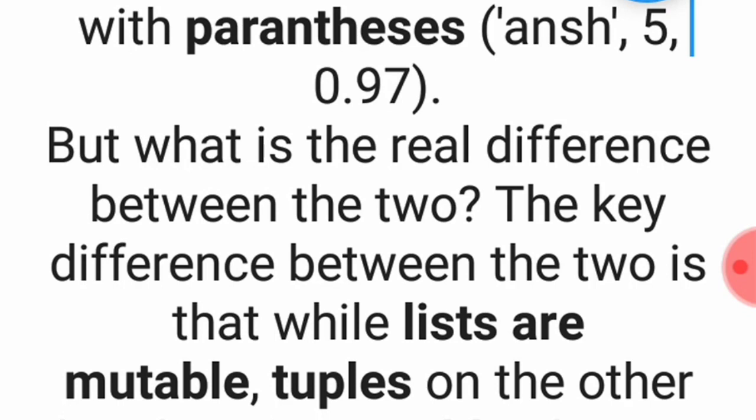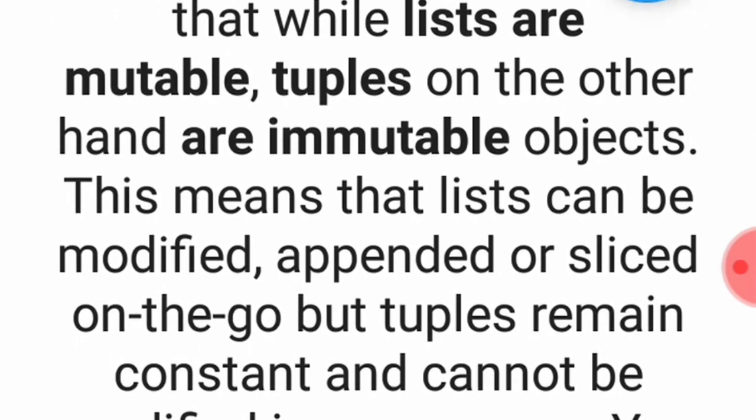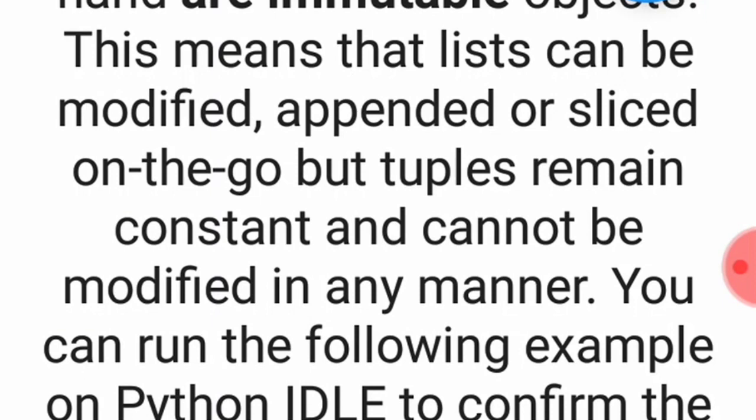But what is the real difference between the two? The key difference between the two is that while lists are mutable, tuples on the other hand are immutable objects. This means that lists can be modified, appended or sliced on the go, but tuples remain constant and cannot be modified in any manner. You can run the following example on Python IDLE to confirm the difference.